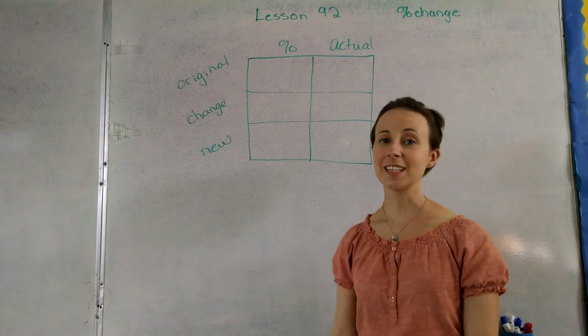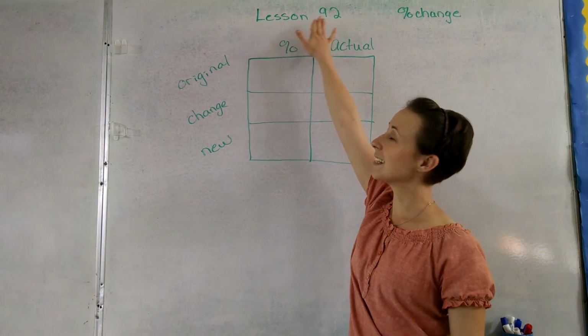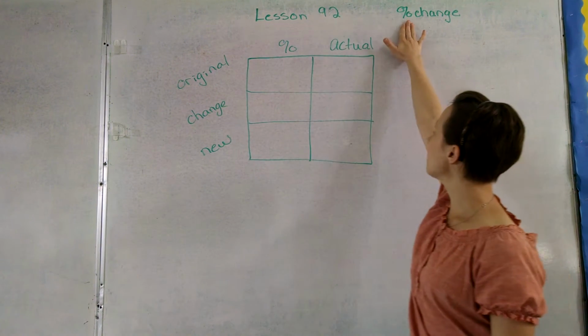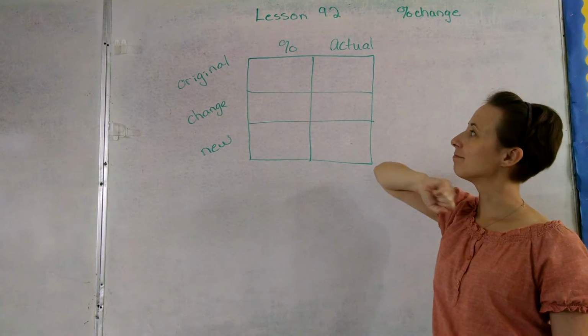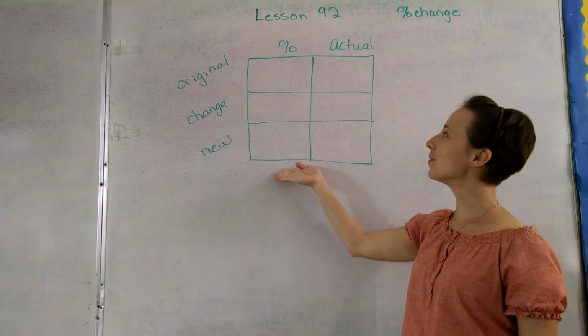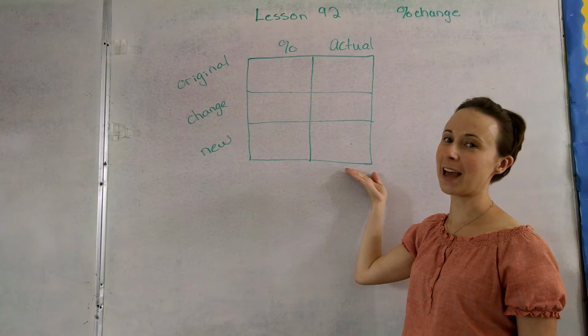Saxon Math for 6th grade. Today we're going to be doing lesson 92. We're doing percent of change. You guessed it, these are ratio box problems once again.